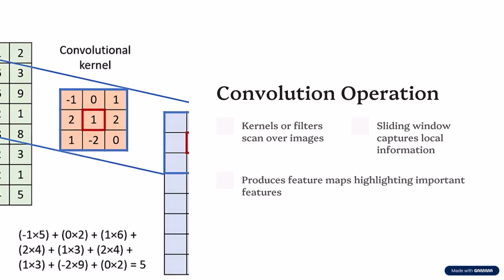The convolutional operation is the key process inside a CNN that helps it understand images. It works by sliding a small filter over the input image step by step. At each position, the filter multiplies its values by the corresponding pixels of the image and adds them up to get a single number. This number becomes part of a new output called a feature map.